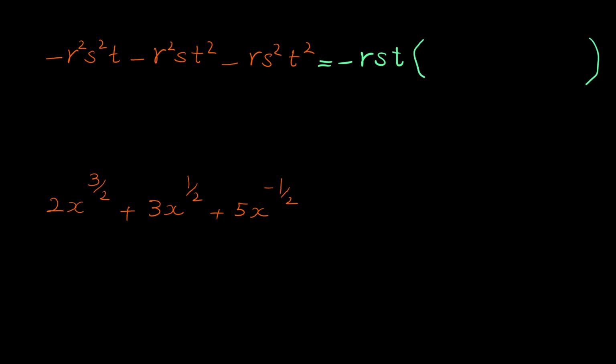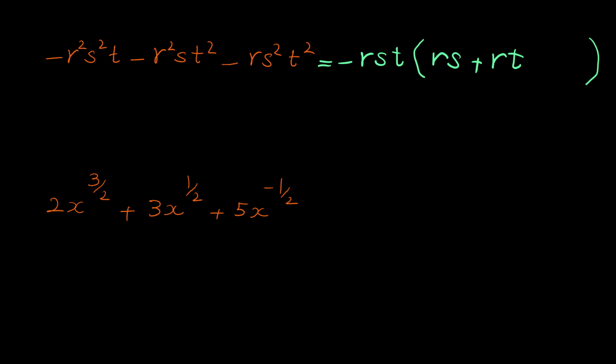Then in the bracket, when we divide this by negative r s t, negative with negative cancels. r to the 2 divided by r would be r. s to the 2 divided by s would be s. t with t cancels. So from the first term we have rs. From the next term, when we divide this by negative rst, we have negative plus rt, because negative with negative cancels. r to the 2 over r is r, t to the 2 divided by t is t, and s with s completely cancels.